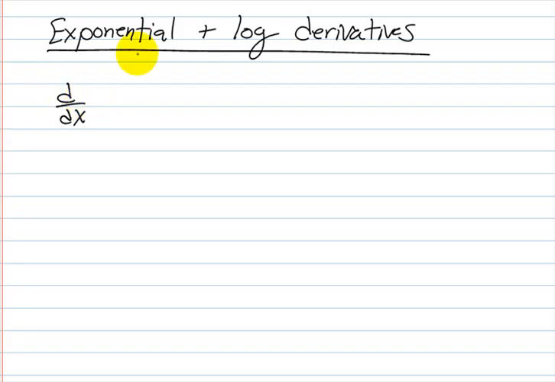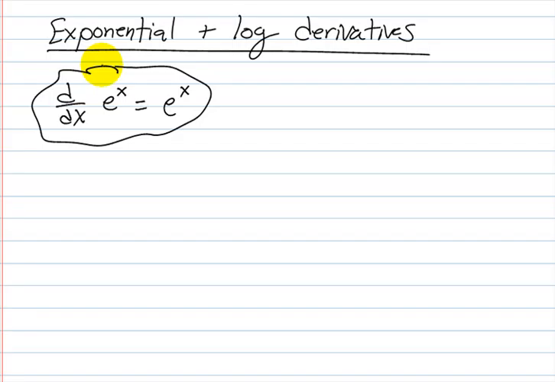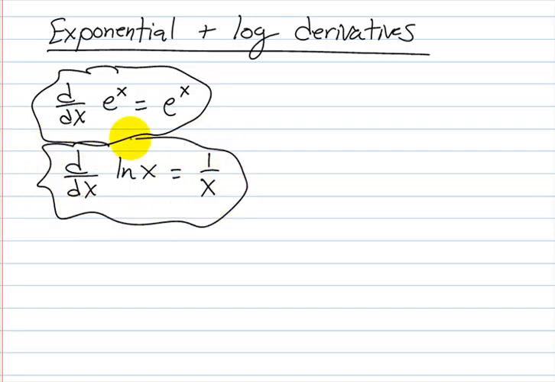So the derivative with respect to x of e to the x, that's the main exponential we'll be dealing with, is e to the x. It's the only function that has itself as its derivative. So you're definitely going to want to remember that. And then his buddy, the derivative of the natural log, is 1 over x. And you're going to want to remember that too. So those are both extremely important.